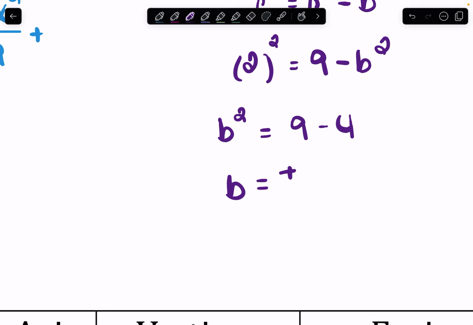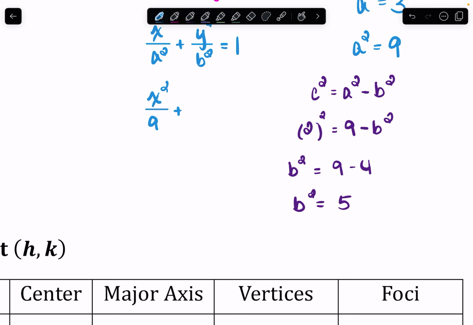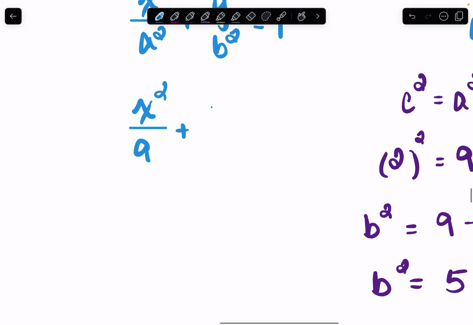So b is equal to, actually we don't even need to go all the way down to b. We can just stop at b squared since that's what's in our formula. b squared is 5. So then we come back over here to our formula and add y squared over 5 equals 1.